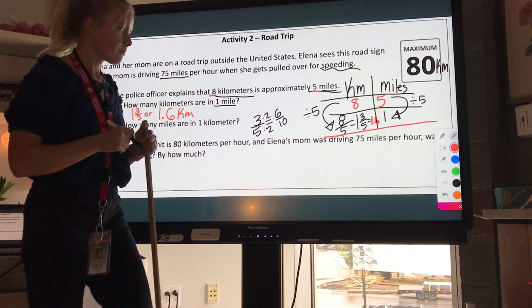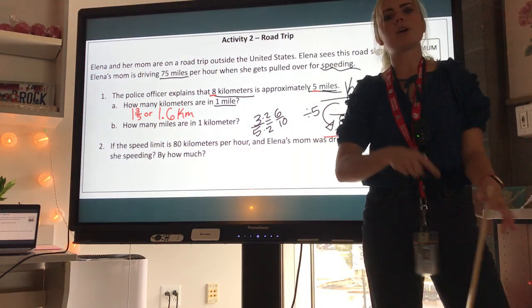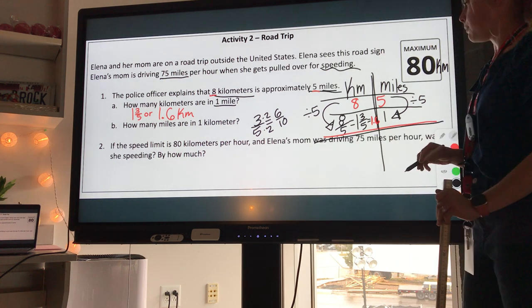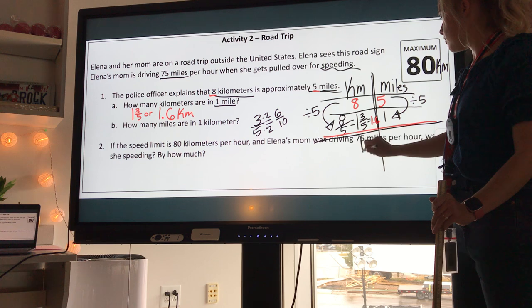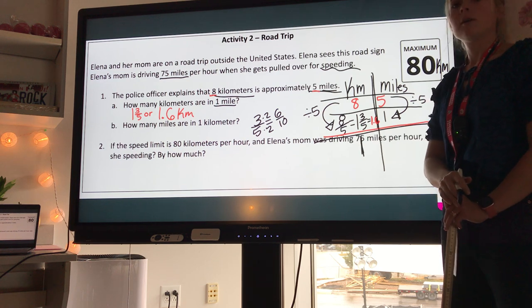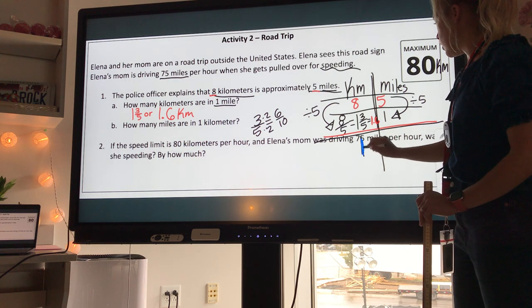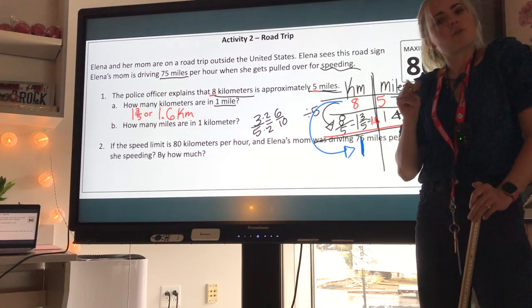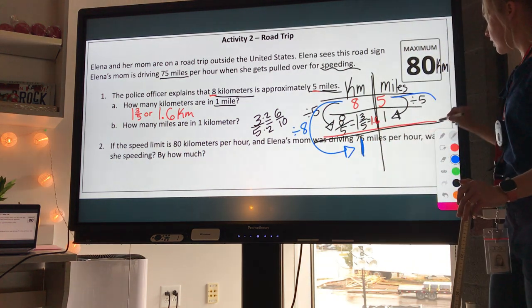Okay. The next question is a little different. How many miles are in 1 kilometer? So I'm going to draw a new row. How many miles are in 1 kilometer? So I'm going to write kilometers, and I'm going to put 1 under the kilometers this time. Okay, and I'm going to use blue here, 1 kilometer. I'm going to try to see how do I get from 8 to 1. So to get from 8 to 1, we divide by 8. So that means I'm going to divide 5 by 8.